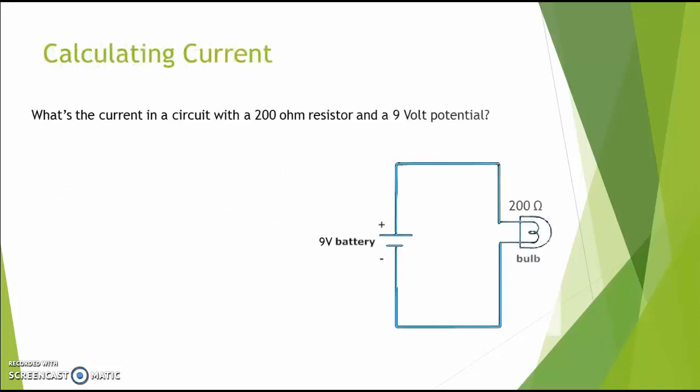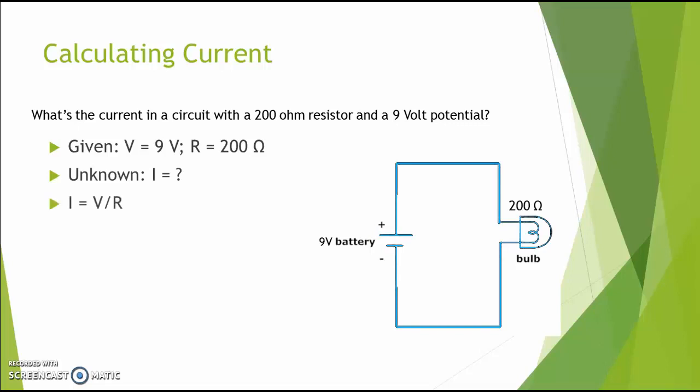So applying Ohm's law, what it means is we can do things like this. We can take a known resistance and a known potential difference, and we can calculate the current we can expect. So this question: what's the current in a circuit with a 200 ohm resistor and a 9-volt battery? So let's use our GUESS approach. Given the potential difference is 9 volts, the resistance is 200 ohms. The unknown is the current, I. Our equation, I equals V over R.